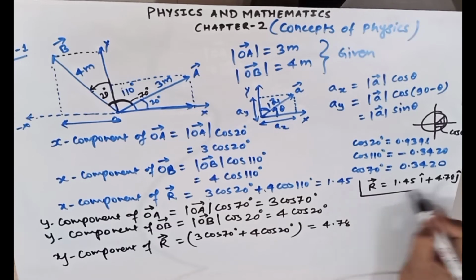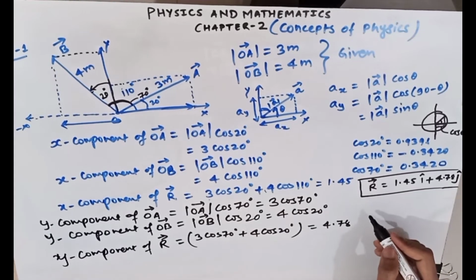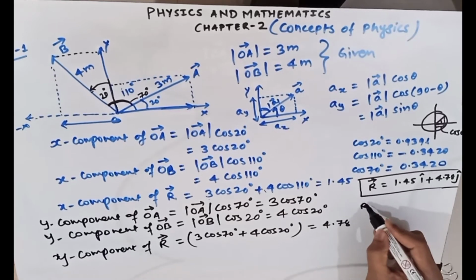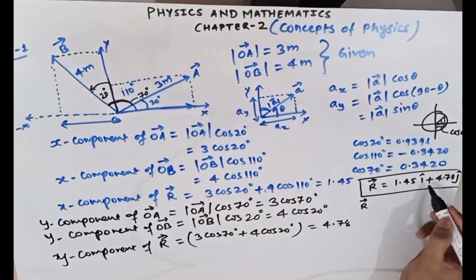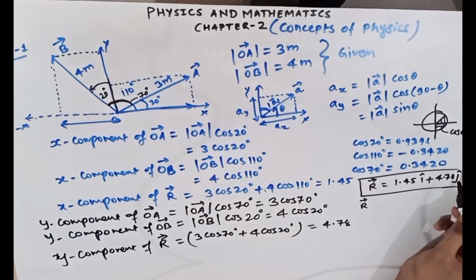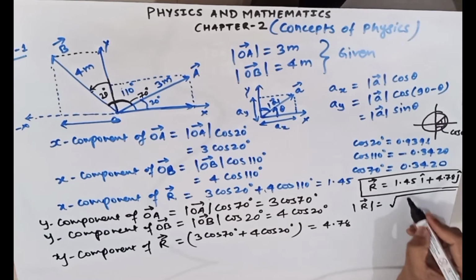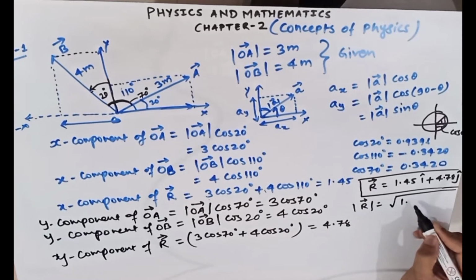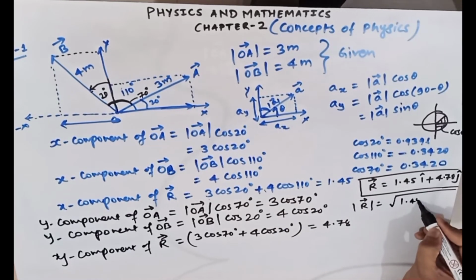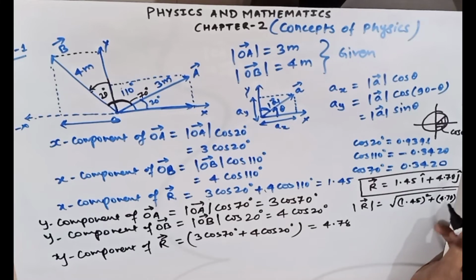Okay, so I think up to this point we are clear. Now we need to find the magnitude of this resultant vector. As they are in standard coordinates, this represents the x-axis and this represents the y-axis, so we can directly find the magnitude as a square root of this value. Okay, so let's square the x component plus let's square the y component, 4.78 square.